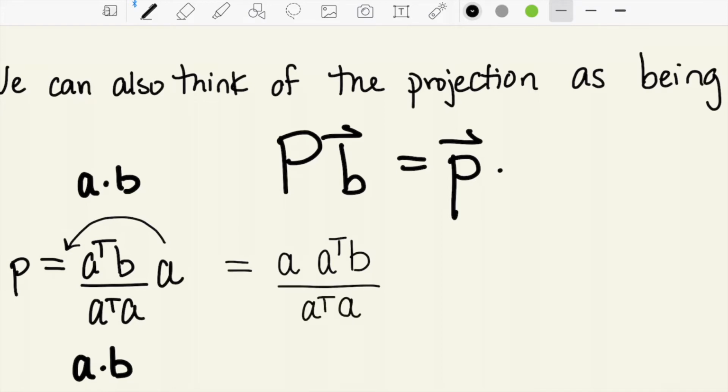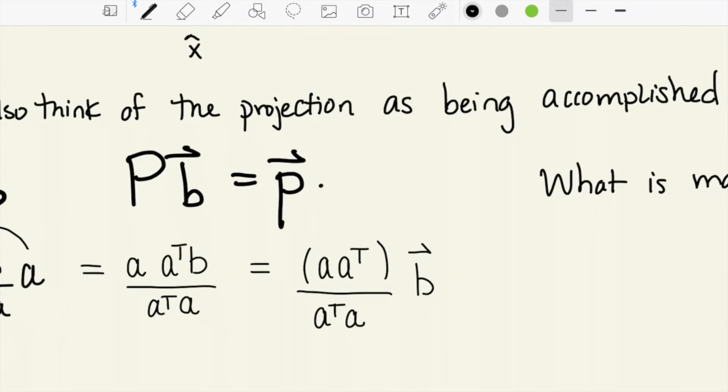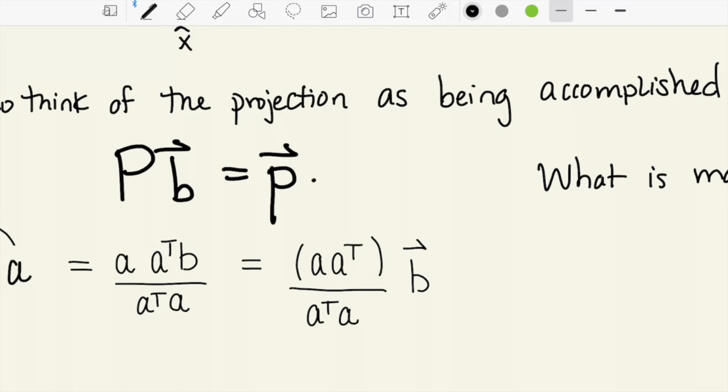But now what if I group these terms differently? In particular, I'm going to group A and A transpose together, and then I'm going to keep A transpose A on the bottom. And then I'll have a vector B. This is all equivalent to P, but now since I've collected terms together, instead of having an inner product in the numerator, I have an outer product. This term, A A transpose, is now the outer product of A with itself. What that means is that instead of producing a scalar, it's going to produce a matrix.